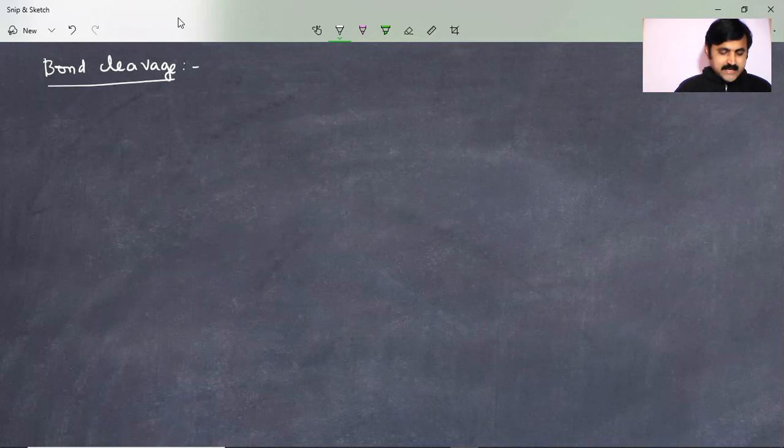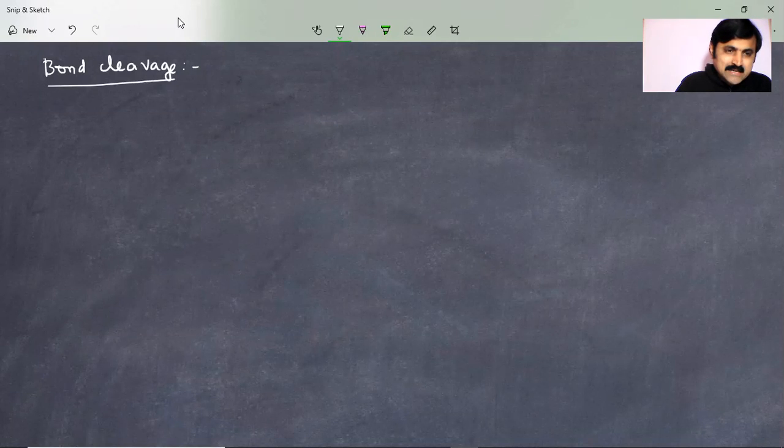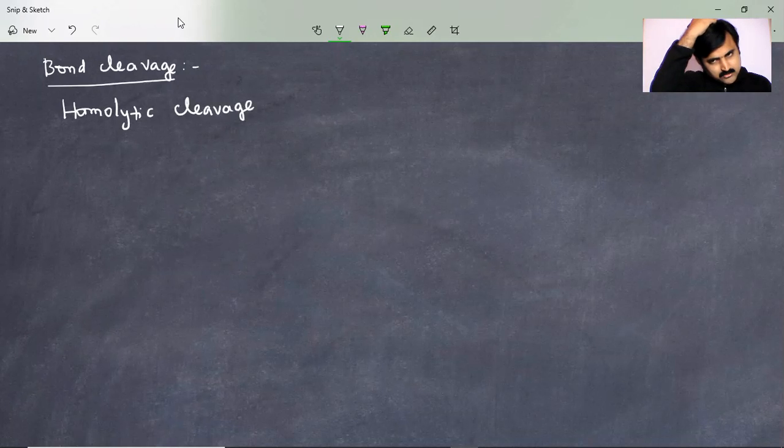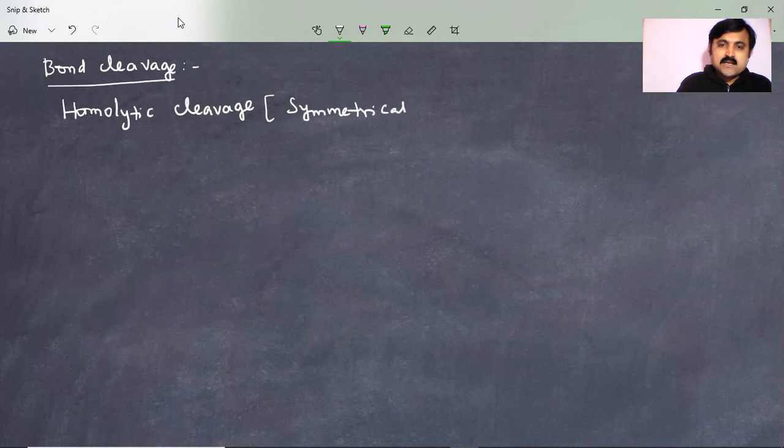So in that case, bond cleavage can be introduced in this organic discussion. In the first case, we can say homolytic cleavage. This is also called symmetrical cleavage. Another name for this is nothing but symmetrical cleavage.